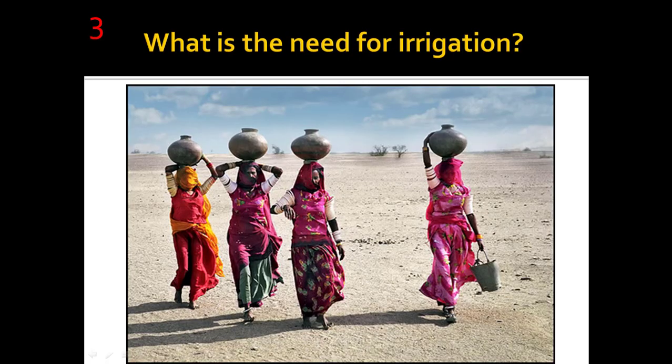The third important reason: the picture speaks louder than any context here. This picture shows that in the arid regions, for example Rajasthan, Gujarat, central Maharashtra and Vidarbha, the rainfall is less. These are the leeward sides of the hills or mountains. Here the population has to walk a long distance to fetch water from different sources. So that is one reason, and there is another reason for the need for irrigation.